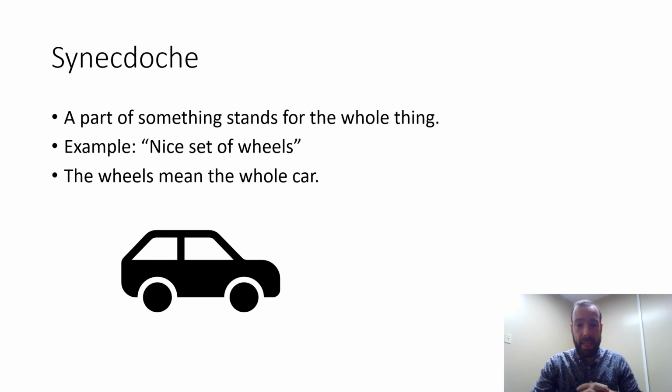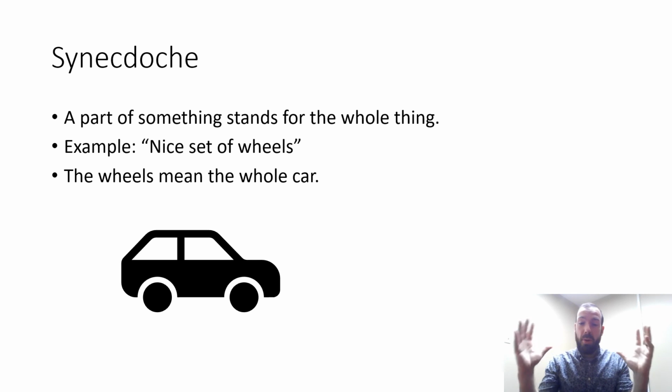A synecdoche. This is when a part of something stands for the whole thing. So if I want to talk about my car, I might say I have a nice set of wheels, and I just say wheels, but you know that I mean the whole car. Another good example is when you're talking about someone's house and you say their door is always open, you're using just part of the house, the door, but you're talking about the whole house.